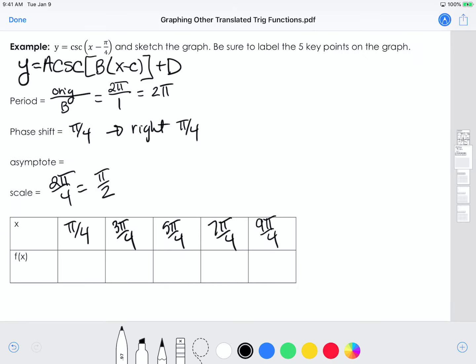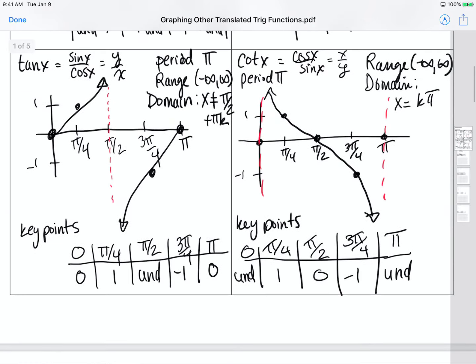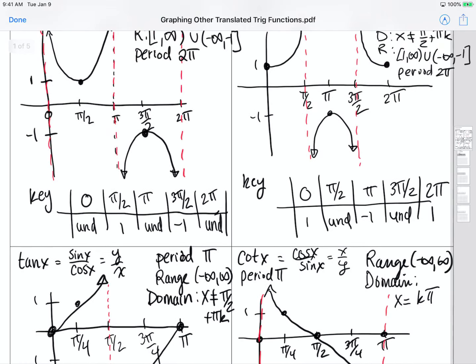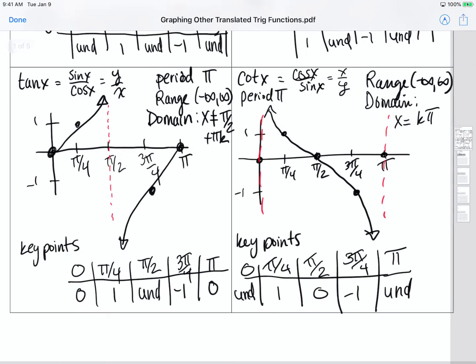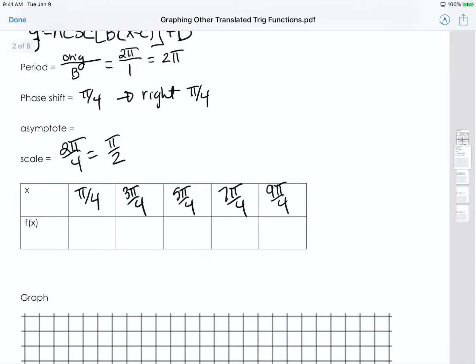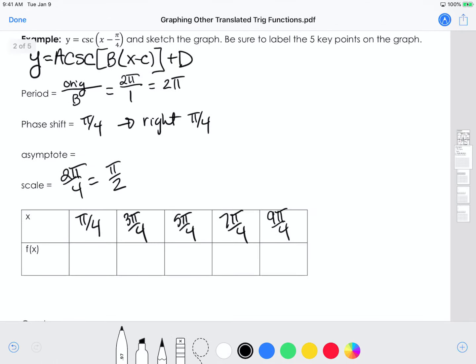Now, if we go back up and look at our key points for cosecant, we're going to start where it's undefined, then we're going to go to 1, then undefined, then -1, and undefined. Since there's no vertical stretching and no vertical shifts, we don't have to worry about changing those values.